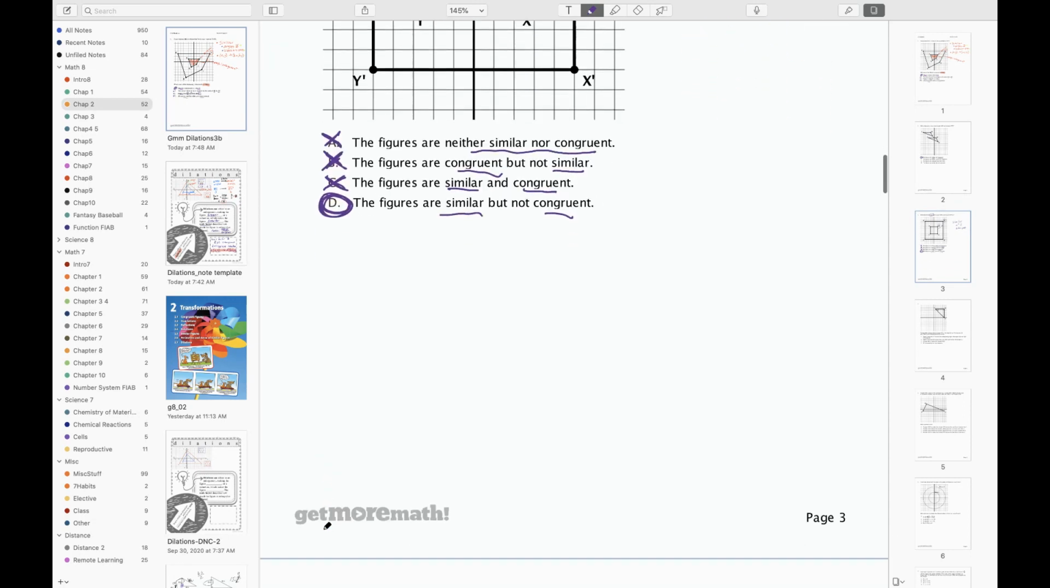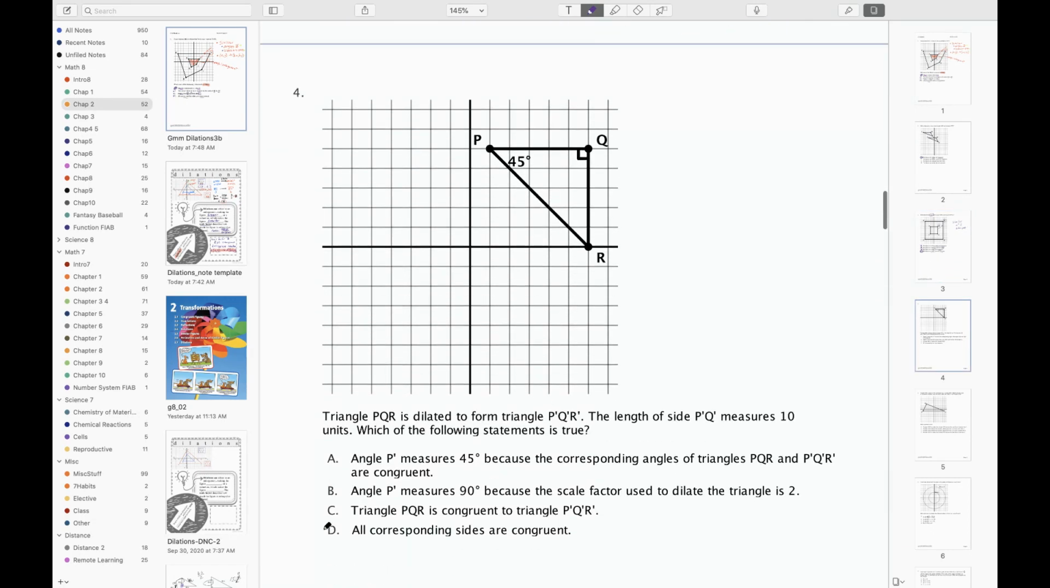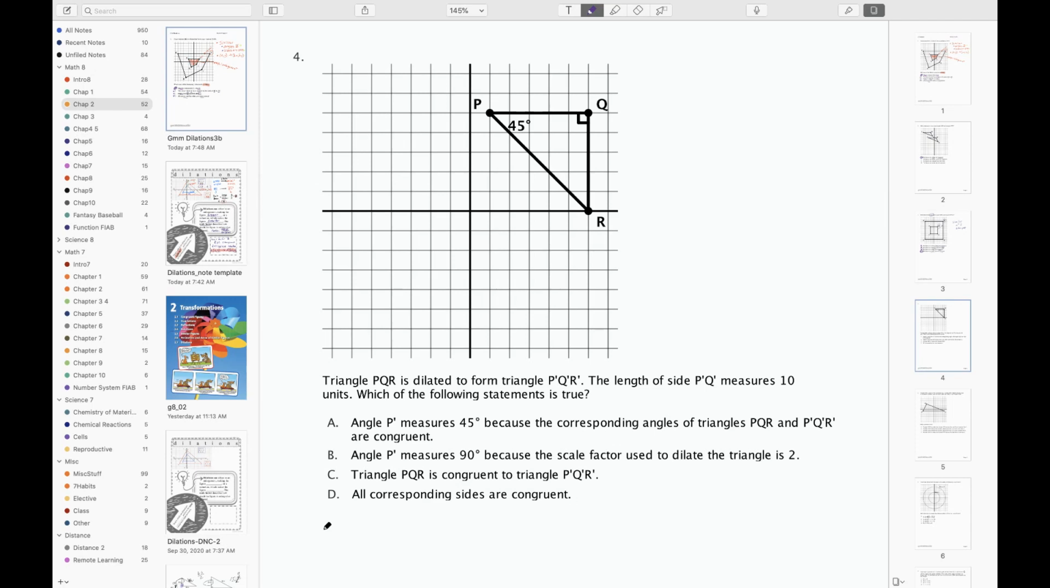All right, let's take a look at this here. So we have an original, okay, and it says triangle PQR is dilated to form triangle P prime Q prime R prime. The length of P prime Q prime measures 10 units. So our image is going to be 10.